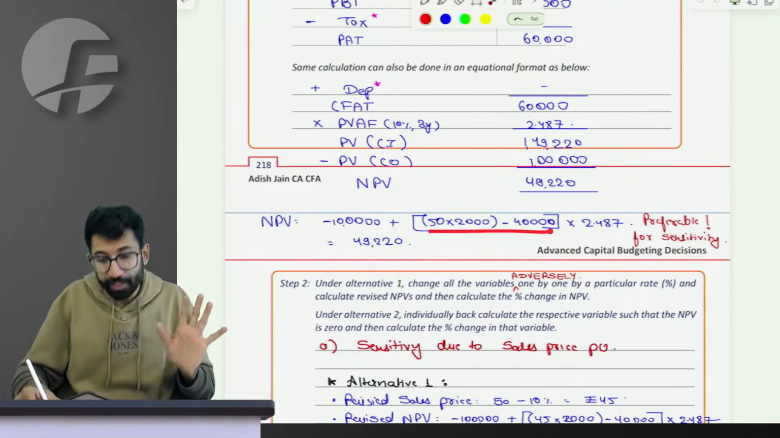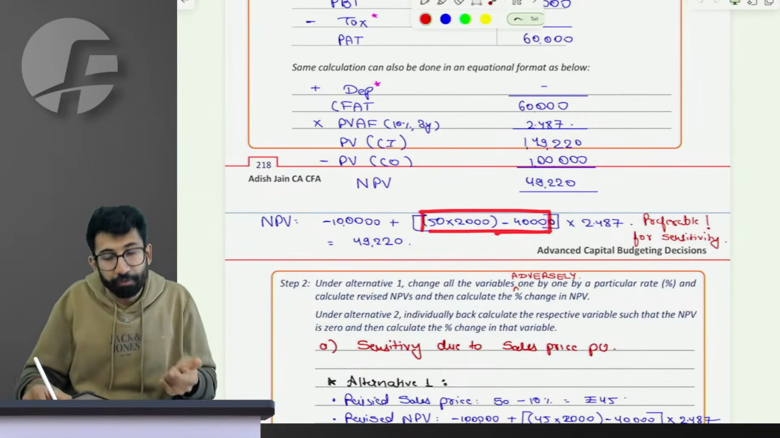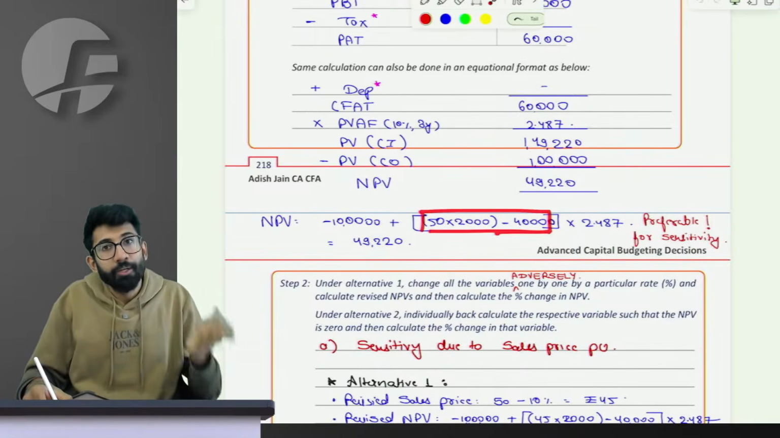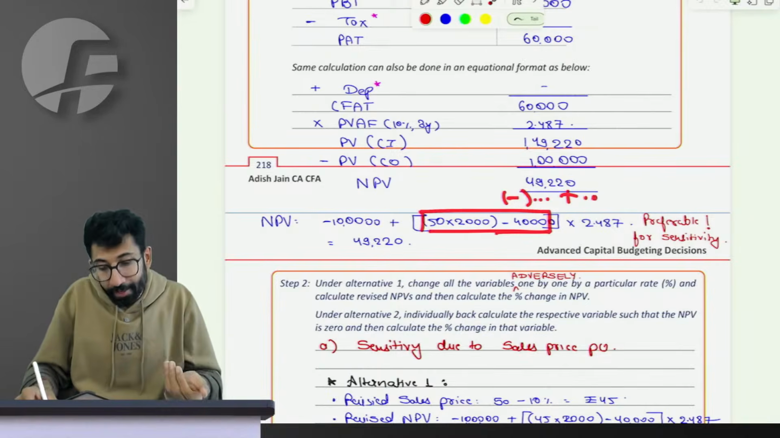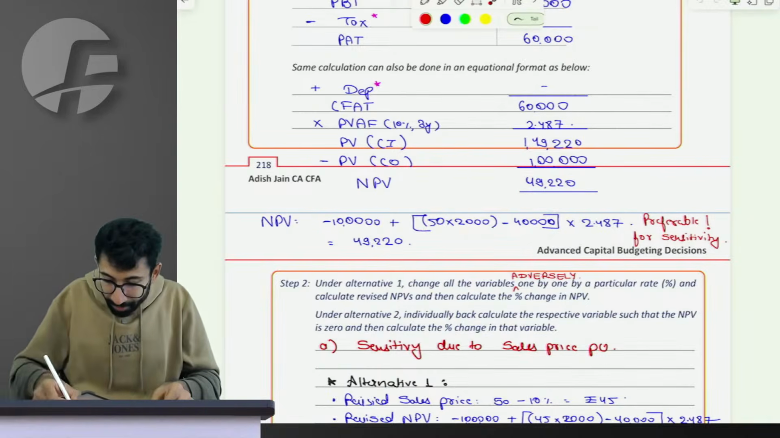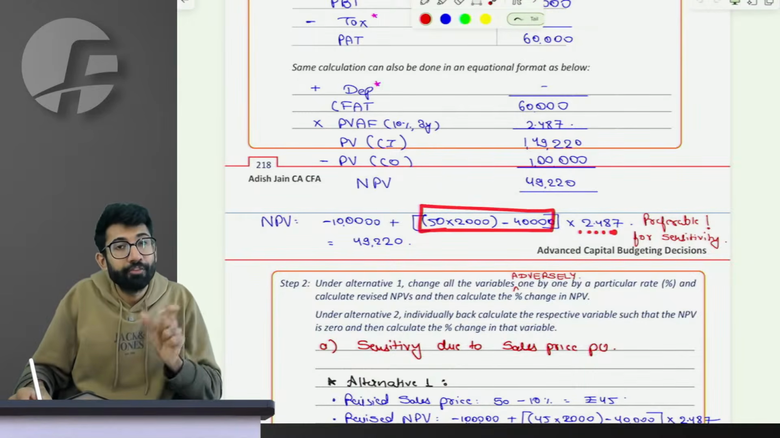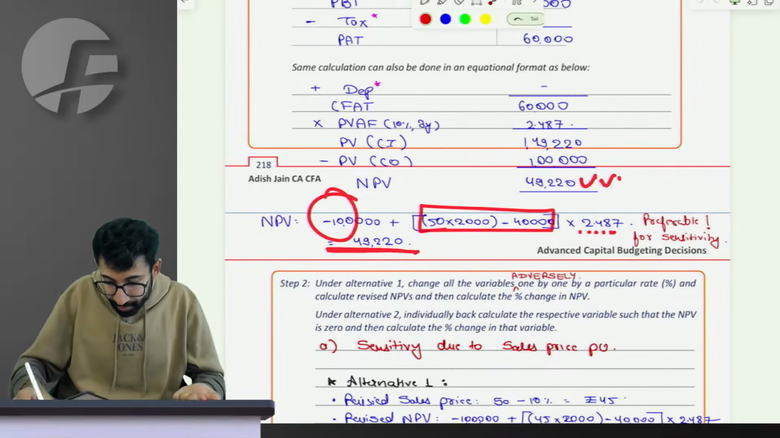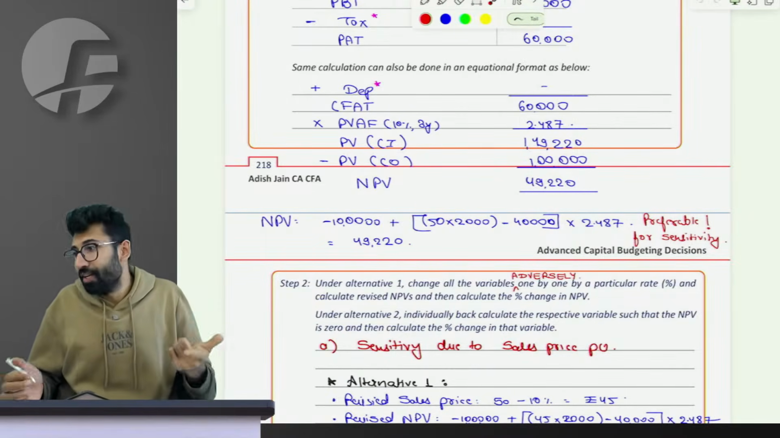So no depreciation deducted. The PBT multiplied by 1 minus T will be PAT, ignored because there is no tax. Since depreciation was not deducted initially, it has not been added back, giving me CFAT. Multiplying it with the present value factor gives me the present value of cash inflow, minus the outflow gives me NPV, the same amount of NPV. Now what is sensitivity analysis?